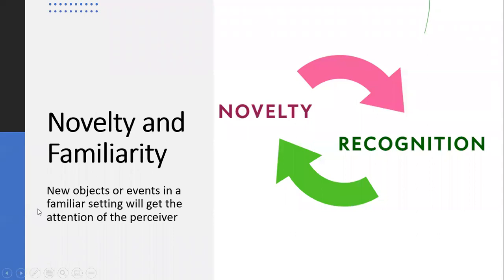Novelty and familiarity. New objects or events in a familiar setting will get the attention of the perceiver quicker. You understand? You've been coming somewhere, and all of a sudden they put something new there, it's likely to catch your attention. This hasn't been here before. While there are still other things in the room, you don't see those things, it's the new thing that you will see because it's the one that is different to you.